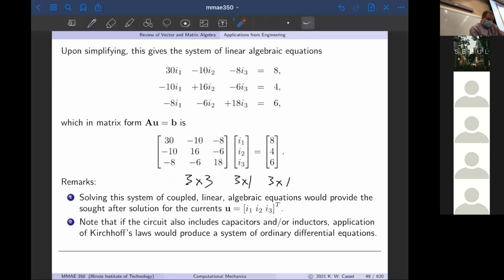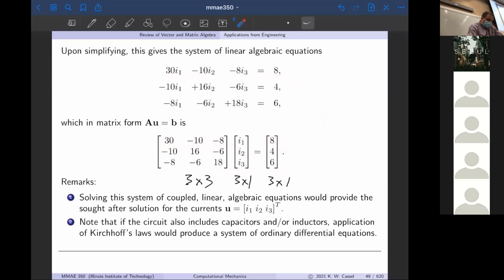Not only that, but if I do the matrix multiplication, this 3 by 3 matrix times this 3 by 1 vector, I will get this 3 by 1 vector. First row: 30 times I1, minus 10 times I2, minus 8 times I3 is equal to 8. Everybody see that? So that's just straight matrix multiplication to go backwards from this to this.